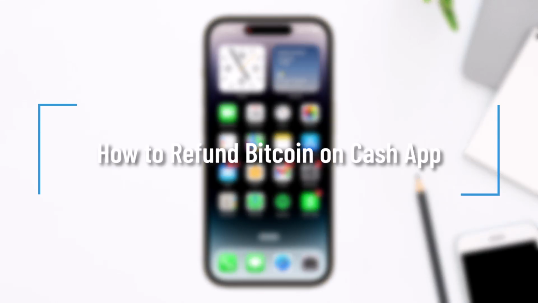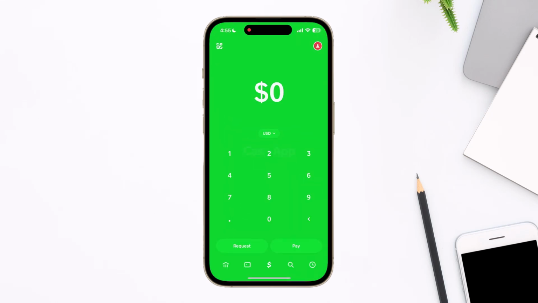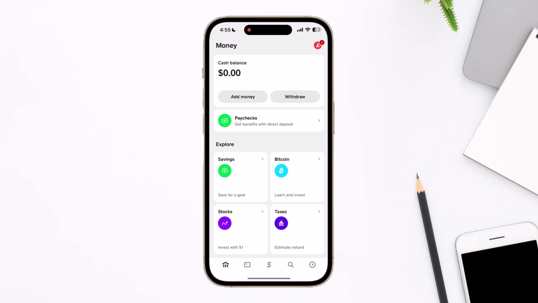How to refund Bitcoin on Cash App. Now, if you're trying to refund Bitcoin on Cash App, unfortunately, there is some sad news for you. First off, let's say you made an irregular transaction to a mistaken or accidental wallet, which you didn't want to, but then you want to refund that.